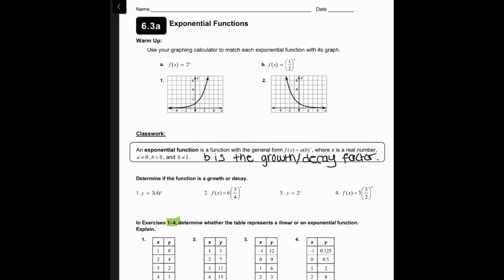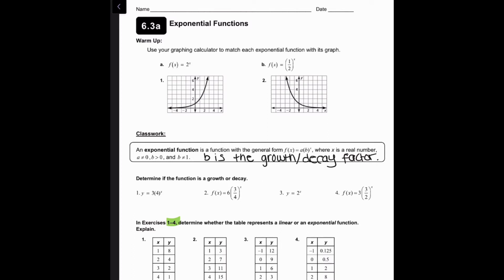The first one is a warm-up. It says use your graphing calculator to match each exponential function with its graph. You can use Desmos, or the online graphing calculator that I sent out on one of the first days of distance learning, and you can also use your own graphing calculator. I'm going to show you with Desmos and with a graphing calculator so that you can use either.